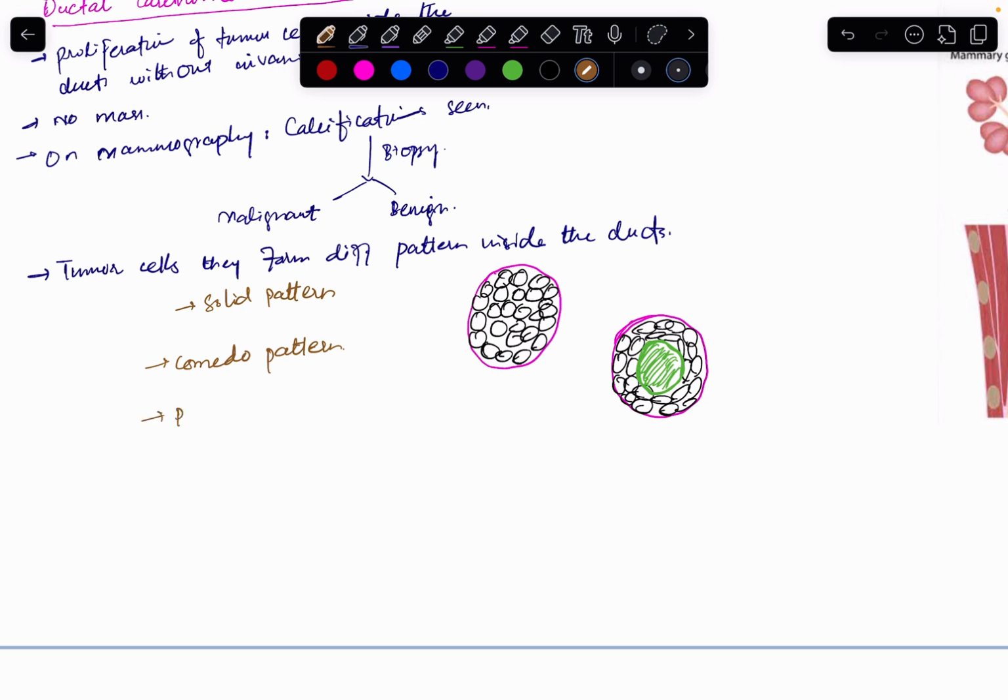Third type of pattern is called papillary pattern. In papillary pattern, you're going to see this is a duct. Tumor cells form finger-like projections. This pattern is called papillary projections. So inside the ducts, tumor cells can form various patterns.